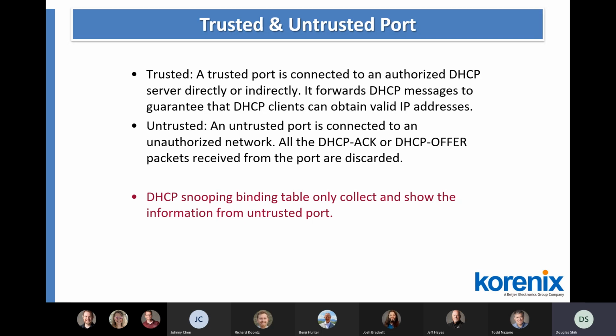There are two different port roles in this function. One is the trusted port, and the other is the untrusted port. The trusted port is used to connect the authorized DHCP servers, so it will forward DHCP messages without any block or drop. But if a port is set as untrusted, the DHCP ACK and DHCP offer from that port will be dropped by the switch.